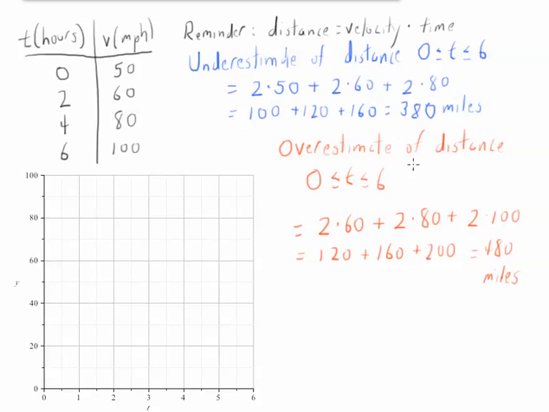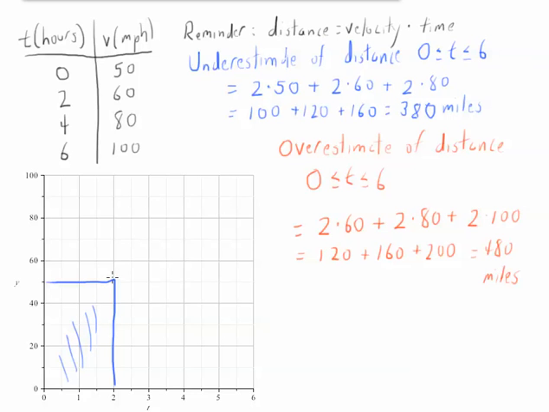So those are 2 estimates. There's an underestimate, there's an overestimate. We can think of these graphically, and I'll go back to the underestimate. We can say for the first 2 hours, we're traveling at 50 miles per hour. 2 times 50 is the area of that rectangle right there.